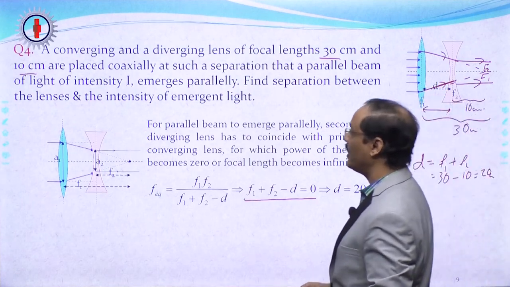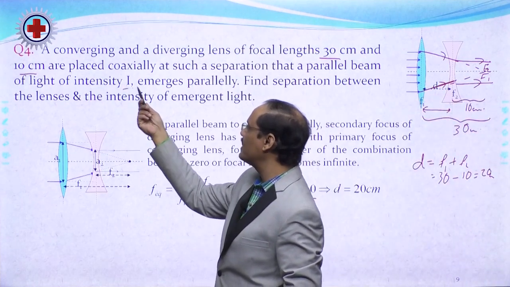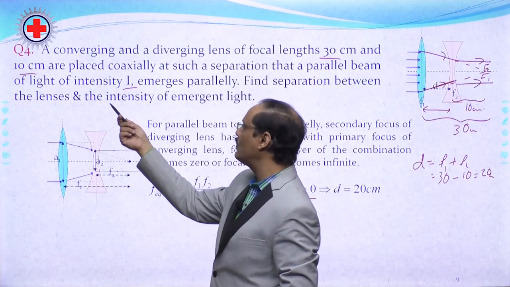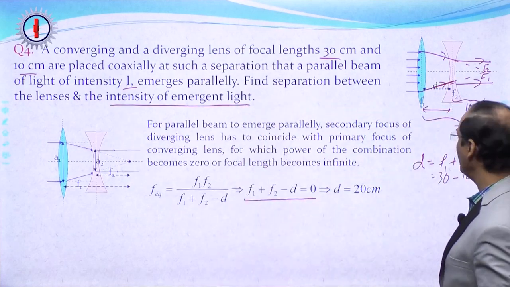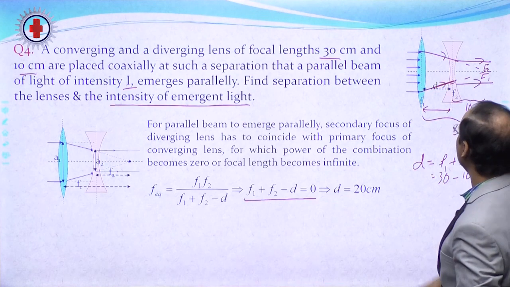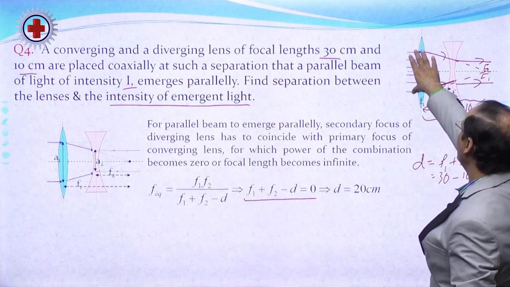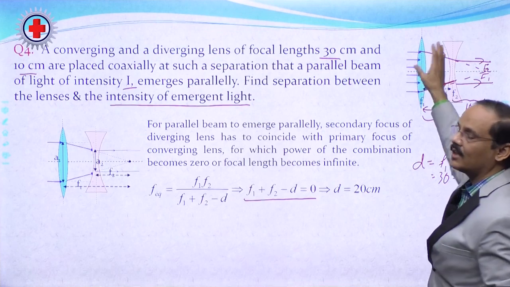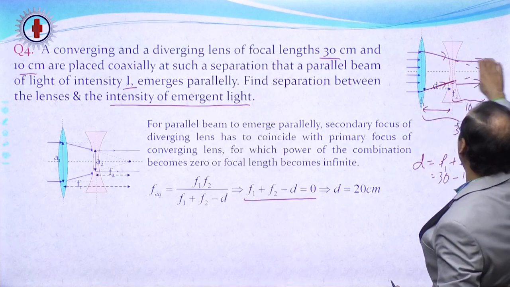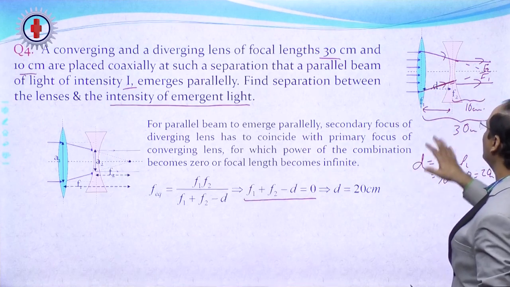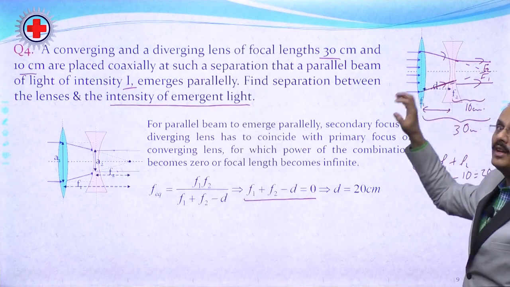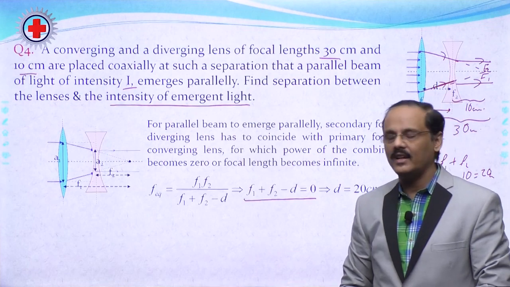Now we have a second part of the question. Intensity of incident light is I. We need to find intensity of emergent beam. How has the emergent beam changed intensity? You could see the amount of light falling on the converging lens and the amount of light coming out from the diverging lens in unit time has to be equal. We have not considered them to be absorbing a certain amount of energy.